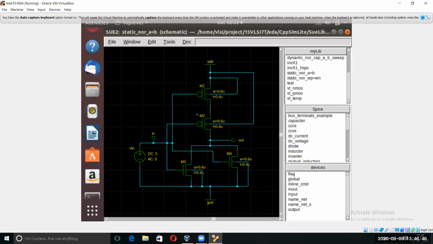So how will you do that? This is M1. I have taken this one as B for the PMOS, and for the NMOS M4 I have taken B. I have connected both the gates to them. Then similarly, I have done this one A for the PMOS and this one A for the NMOS. I have connected both of them. Did you get this much? Yes, yes, I'm following.